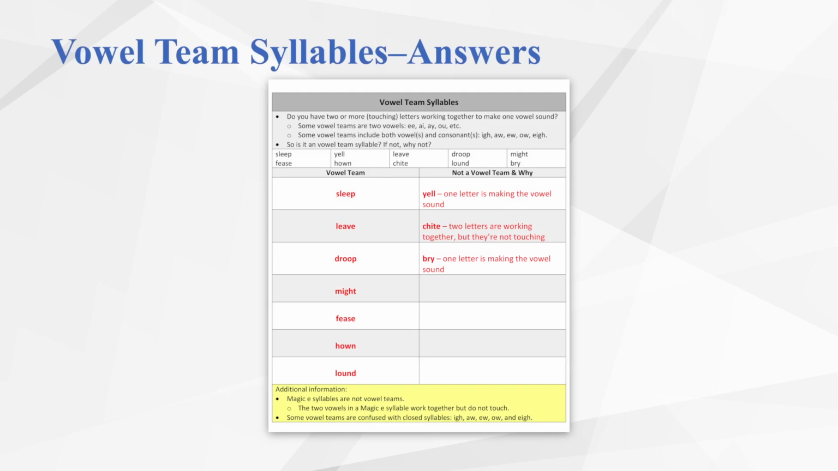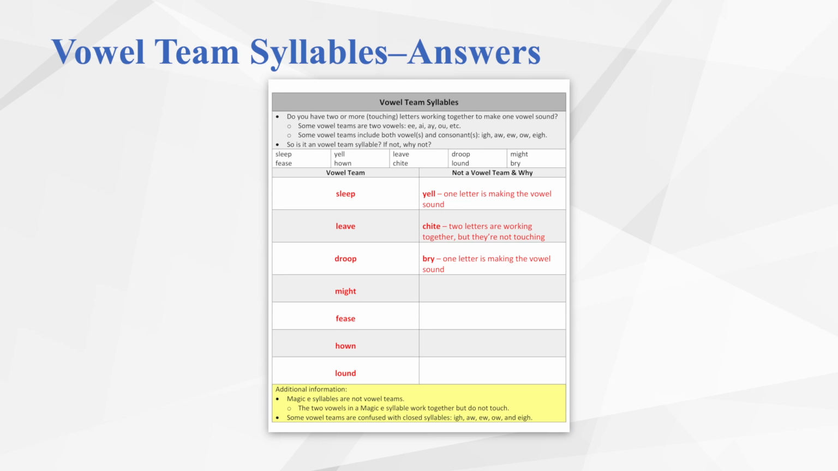Reviewing our answers, we've identified that the vowel team syllables occur in the words sleep and leave. I'm going to pause at leave for just a moment because this often throws people off. They see the E at the end. Let's think about whether or not it's magic E. In a magic E syllable, we would have one vowel followed by one consonant and a silent E. It can't be magic E because we have two vowels and then a consonant and an E. So our only other choice here would be a vowel team.